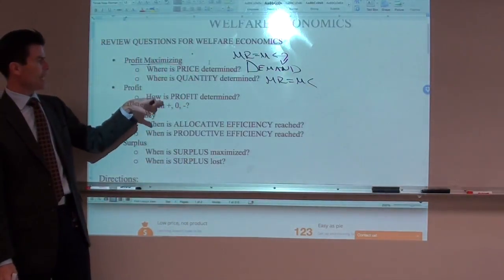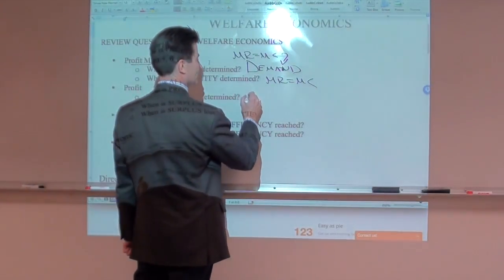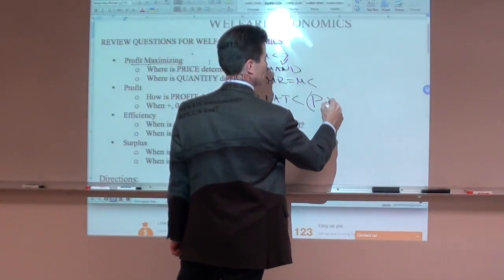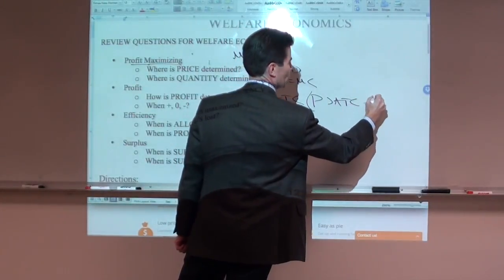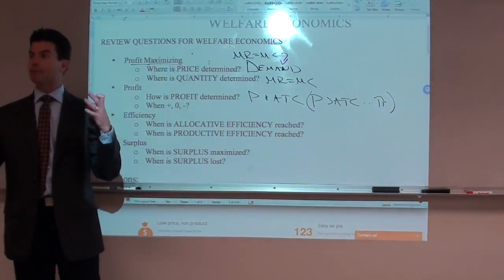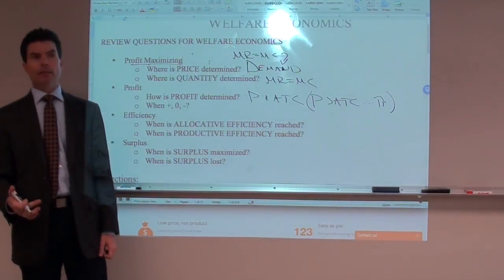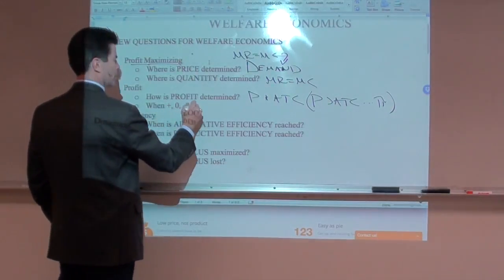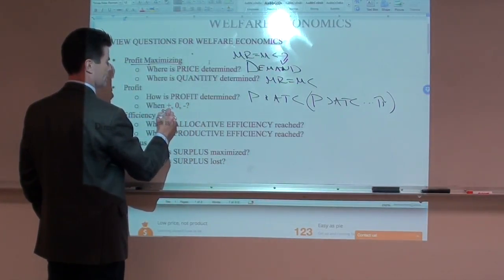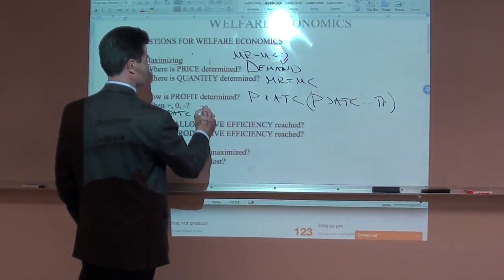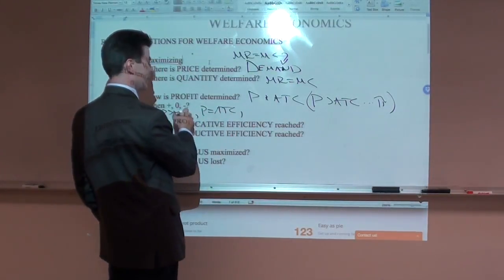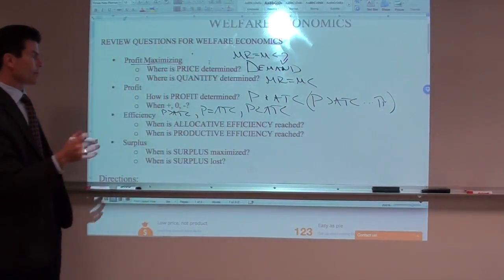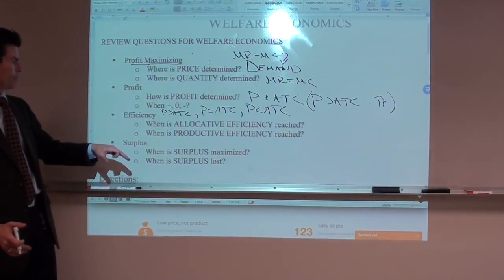Okay, next one says profit. It says, how is profit determined? Profit is determined by the difference between price and ATC. If your price is greater than ATC, that means that you are profitable. If it equals, that means you have zero, and if it's less, that means you have a loss. So you got to figure out how that applies to all these different ones. And I guess that's what I have right down here. Positive is when price is greater, and zero is when price is equal, and a negative is when price is less than ATC. Okay, so those are the different answers for these pieces right here.